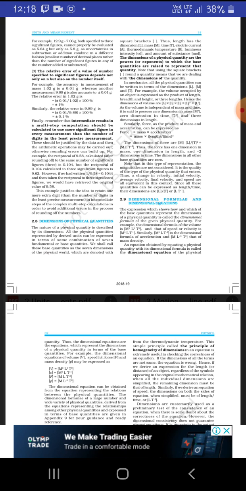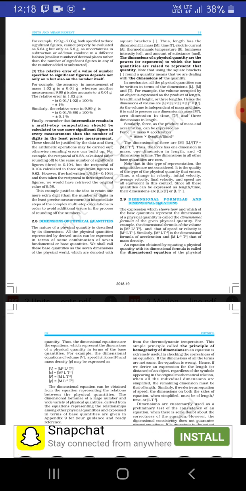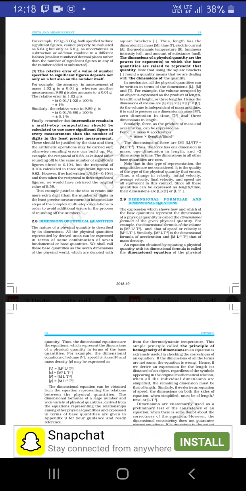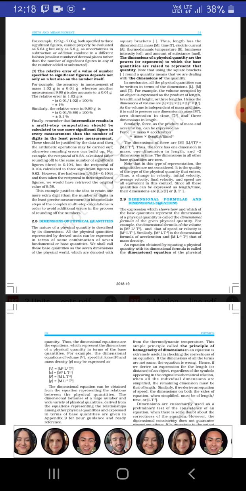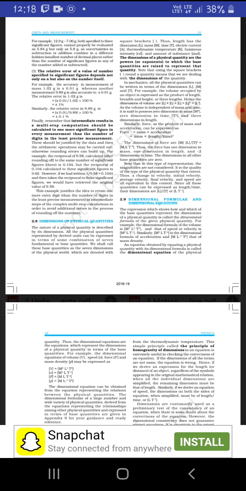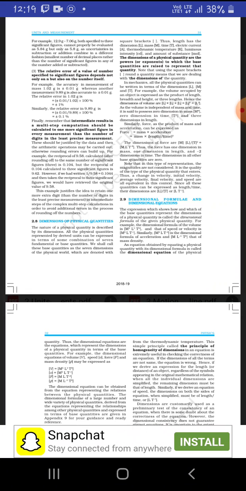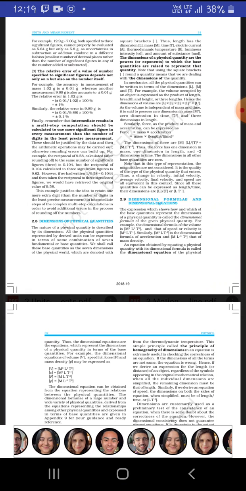So, dimensions of physical quantity. The length has the dimension L, mass M, time T, and electric current, whose SI unit is ampere, so we take it as A. The thermodynamic temperature unit is Kelvin, K. Luminous intensity is CD, candela. And amount of substance is mole, MOL. Like that we should take it.